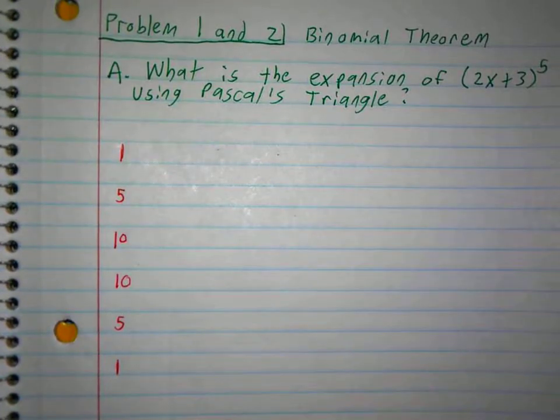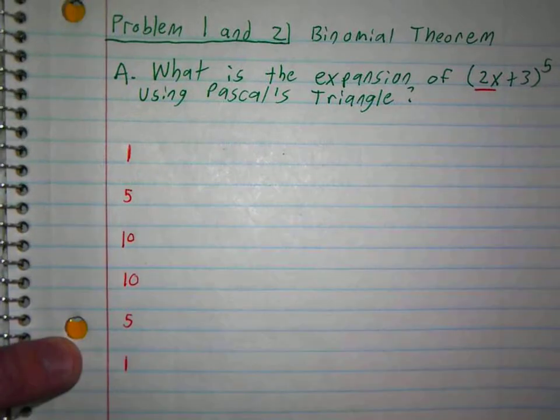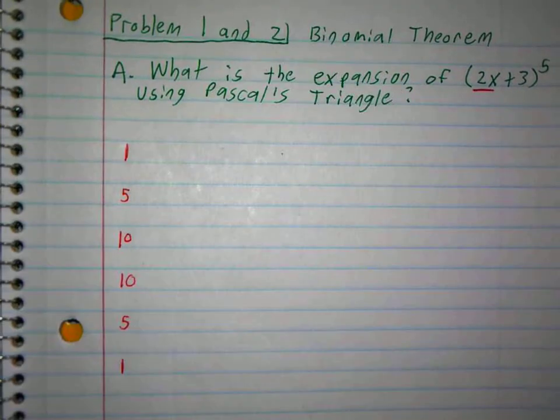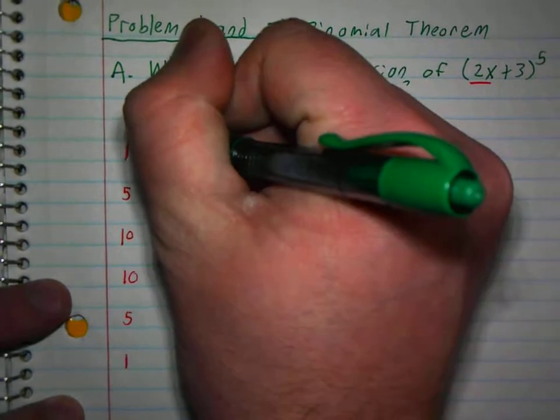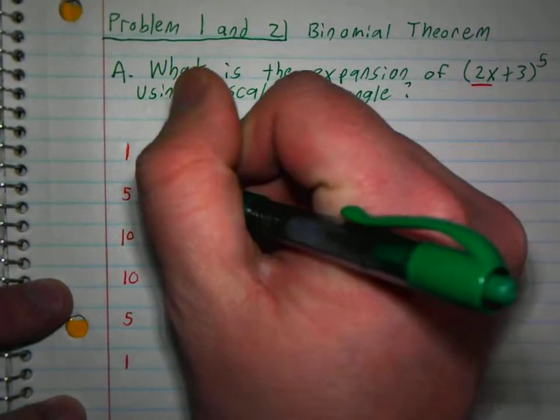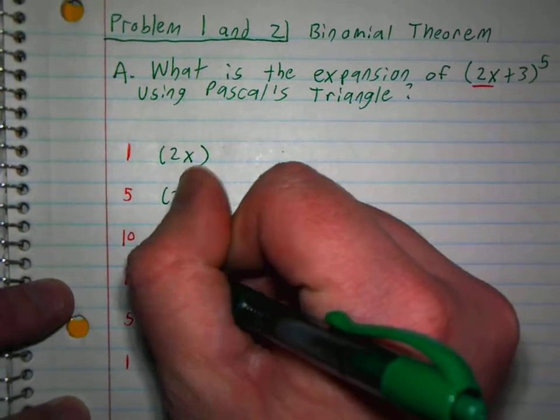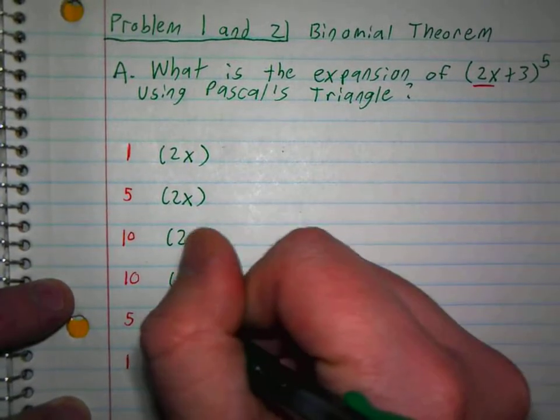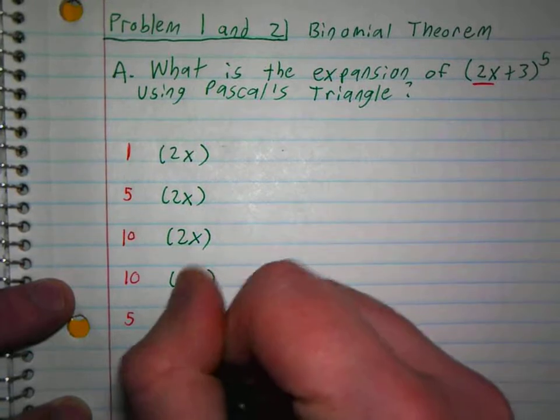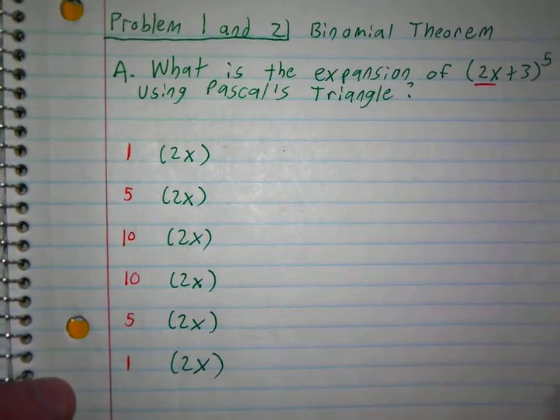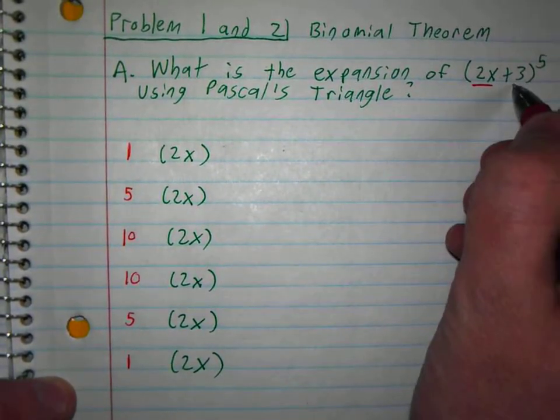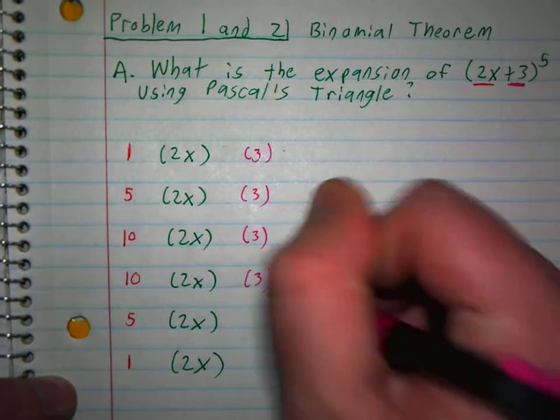Second, you're going to take this 2x and you're going to copy that down all the way down. You're also going to copy down the 3 all the way.